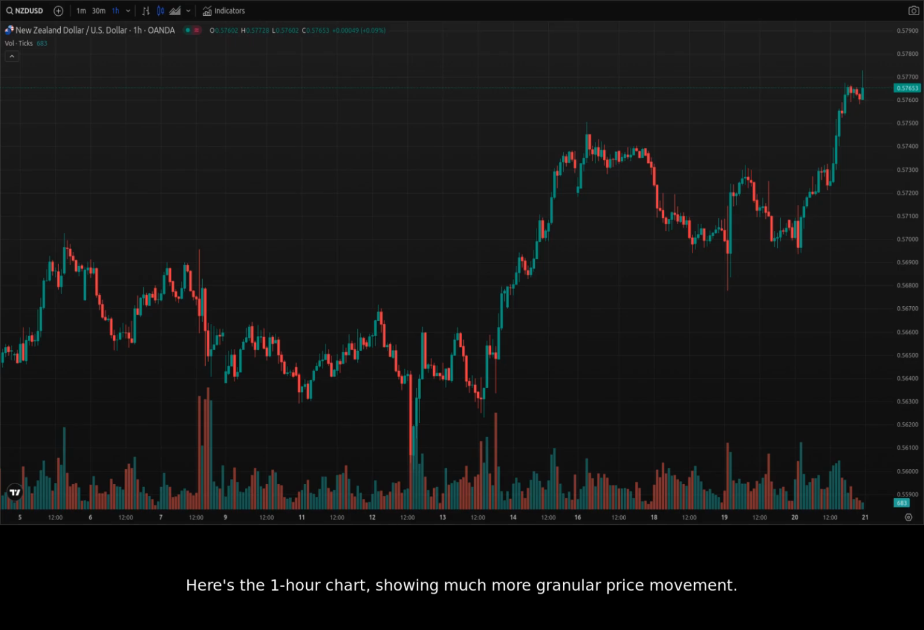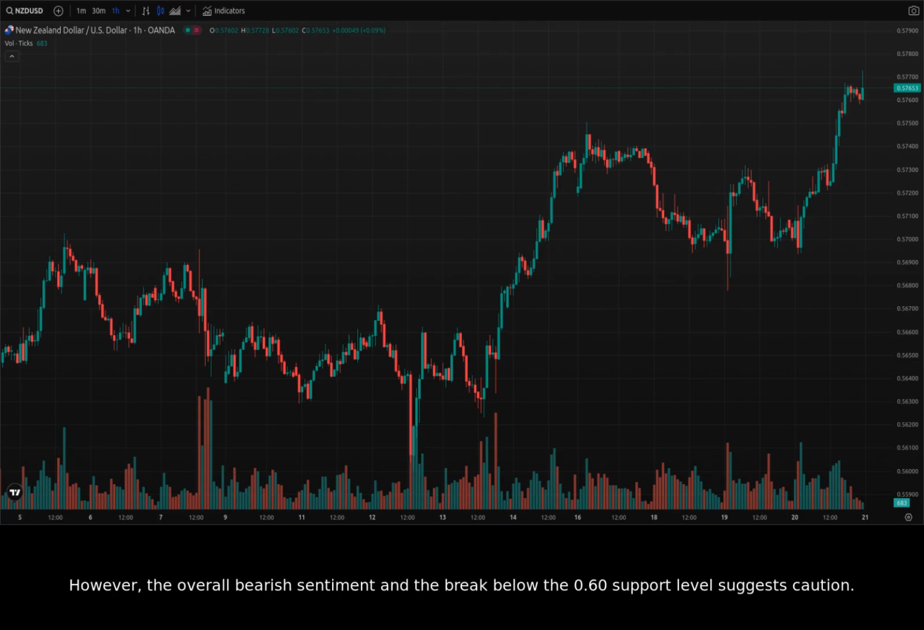Here's the 1-hour chart, showing much more granular price movement. This chart confirms the downward trend observed in the daily chart. We can spot several instances of price bouncing off resistance levels. These short-term reversals can potentially be used to create trading opportunities if you are an active trader.